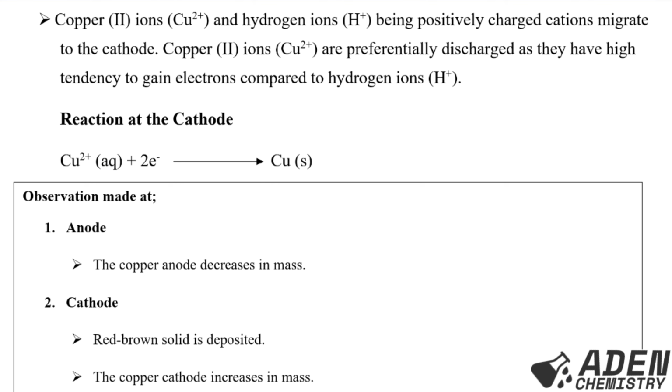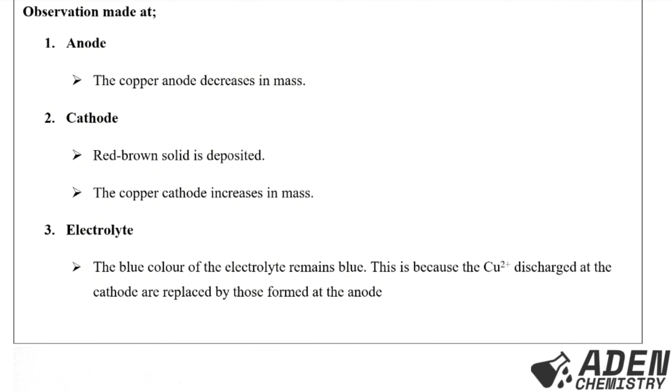Next, we see the observations made at the anode and at the cathode. At the anode, the copper anode decreases in mass. Remember, at the anode, the copper electrode is the one that loses electrons to form copper 2 ions and goes into solution. So the mass of the copper anode decreases. Next, at the cathode, we see a red-brown solid deposited. That means the copper cathode increases in mass because red-brown copper is deposited on that copper cathode.